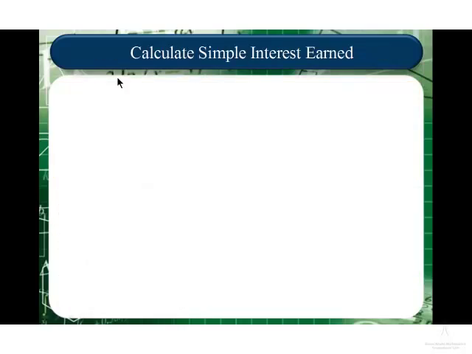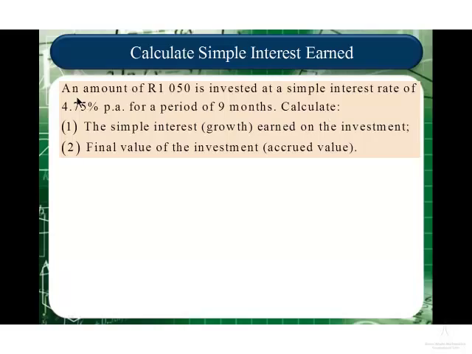Next, we look at an example where we calculate simple interest earned. Let's have a look at this example. An amount of 1,050 Rand is invested at a simple interest rate of 4.75% per annum for a period of only 9 months. Calculate, first of all, the simple interest or the growth earned on the investment over this period, and secondly, the final value of the investment, that is the accrued value after 9 months.